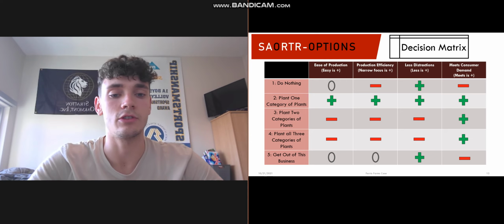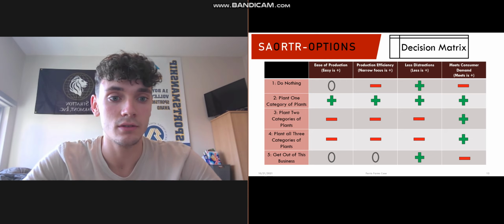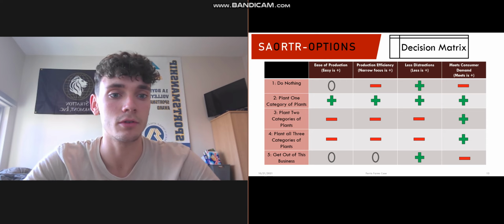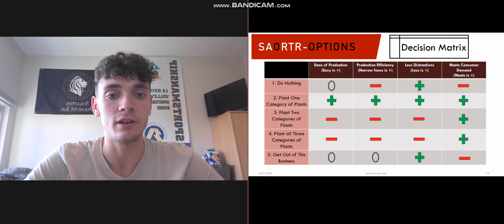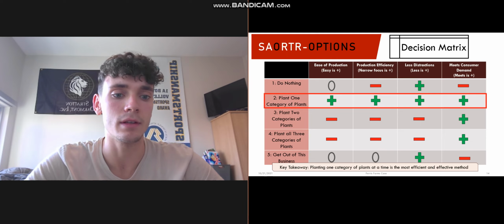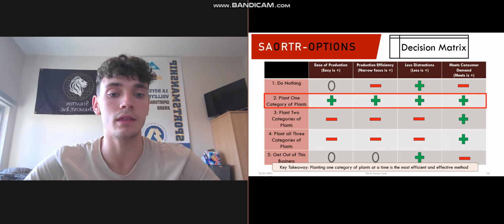Here is a decision matrix that allows us to decipher which is the best alternative. Our alternatives are listed from 1 to 5 along the left side, and our criterion labeled across the top that will help us decide which alternative is best. Our criterion being ease of production, production efficiency, less distractions, and meets consumers' demand. If I can turn your attention to alternative number 2, we can infer that planting 1 category of plant at a time is the most efficient and effective method.